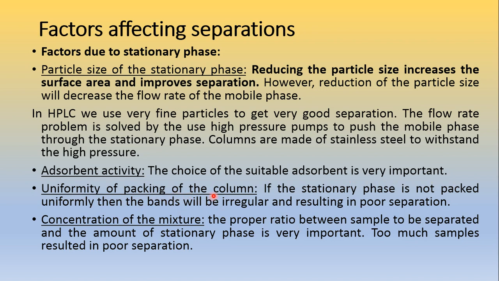Now the uniformity of packing of the column. There should not be any cracks or air bubbles or other things inside this packing. So the packing should be very uniform. This uniform packing will give very good separations. If the stationary phase is not packed uniformly, then the bands of sample components will be irregular, resulting in poor separations. So the packing should be very uniform in the column.